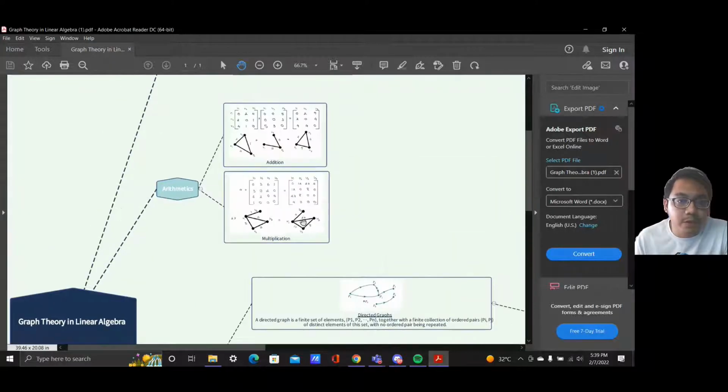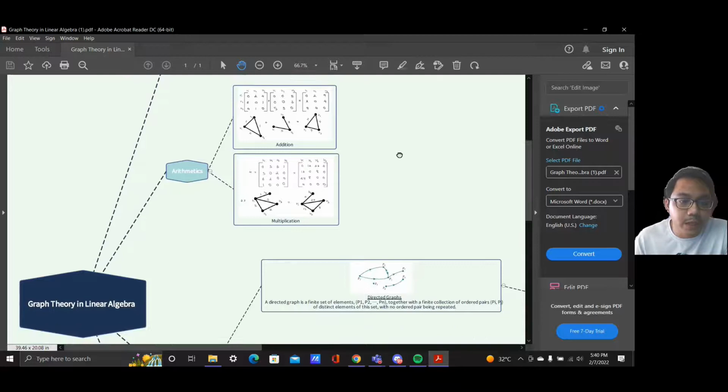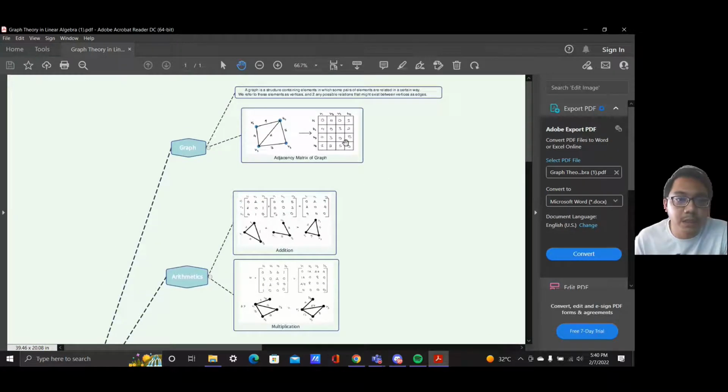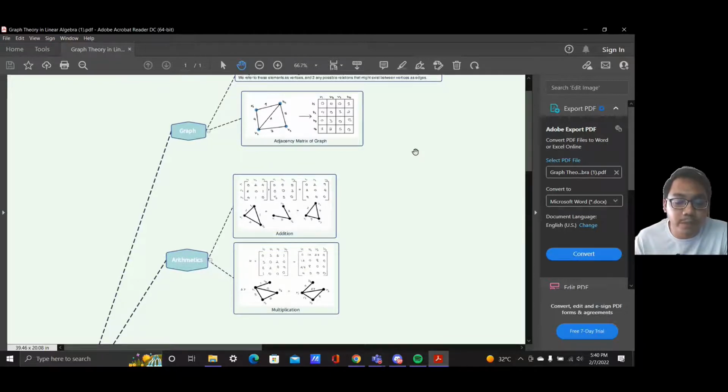In the mind map, we have sorted out a few key elements relating to graph theory. As you can see, first we have a simple explanation about graphs. A graph is a structure containing elements in which some pairs of elements are related in a certain way. We refer to these elements as vertices, and to any possible relations that might exist between vertices as edges. And then we have adjacency methods of graphs, which are commonly used to represent a graph.